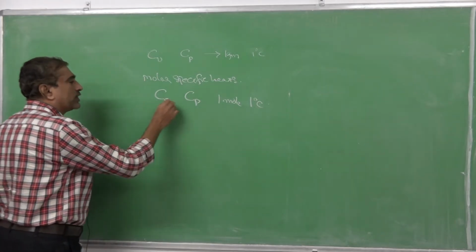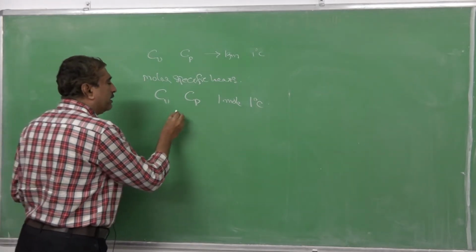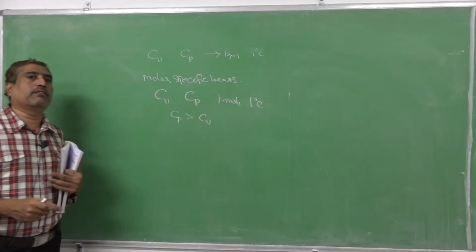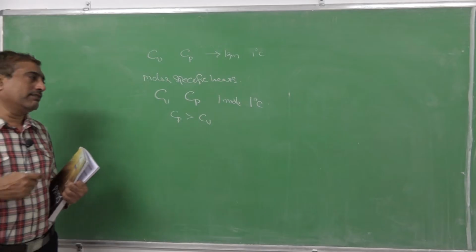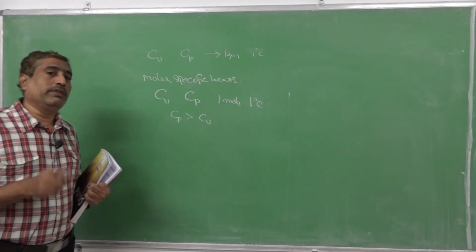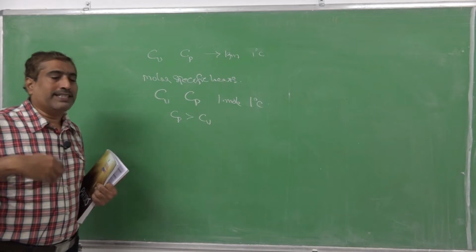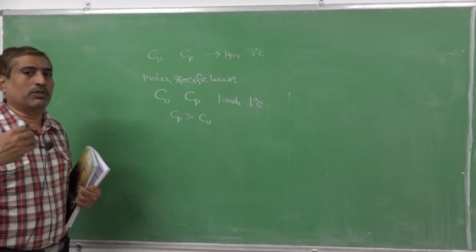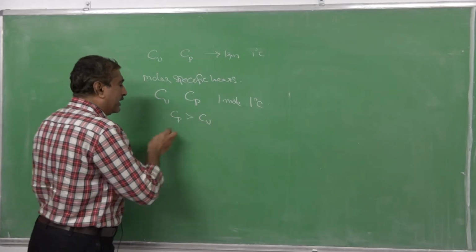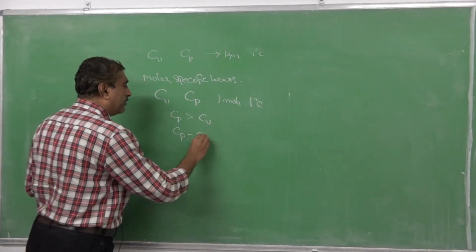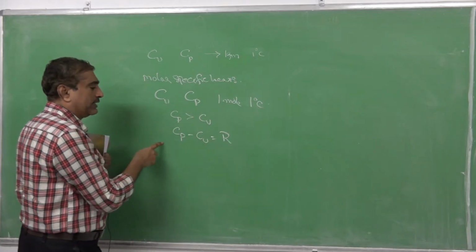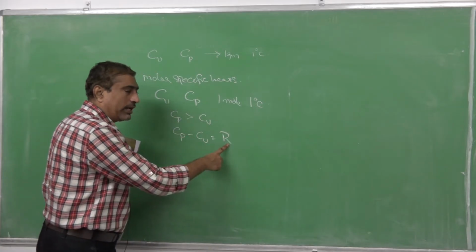Okay, the relation between these two: usually Cp is always greater than Cv, because the amount of heat required to raise the temperature of a gas at constant pressure is more, since to keep the pressure constant, work is done by the gas. That's why more amount of heat is required. That's why Cp is always greater than Cv, and the relation Cp minus Cv is equal to capital R. For 1 mole of a gas, Cp minus Cv is equal to capital R.